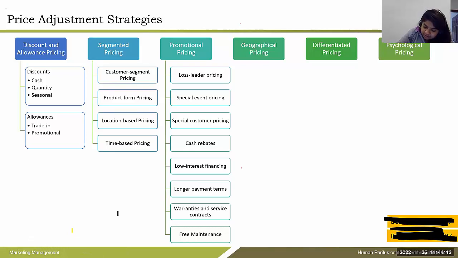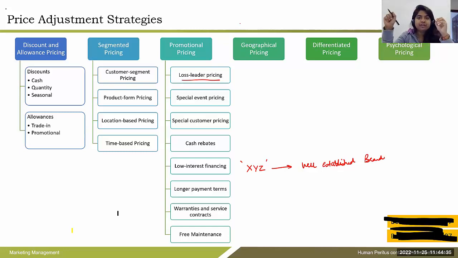Perfect. So in loss leader pricing, the company or the seller reduces the price of a well-established brand in the hope that people will come inside the shop and buy other things also. If you've seen, very cleverly, they write "up to 50% off." With that up to 50%, nearly only one product is at 50% off.